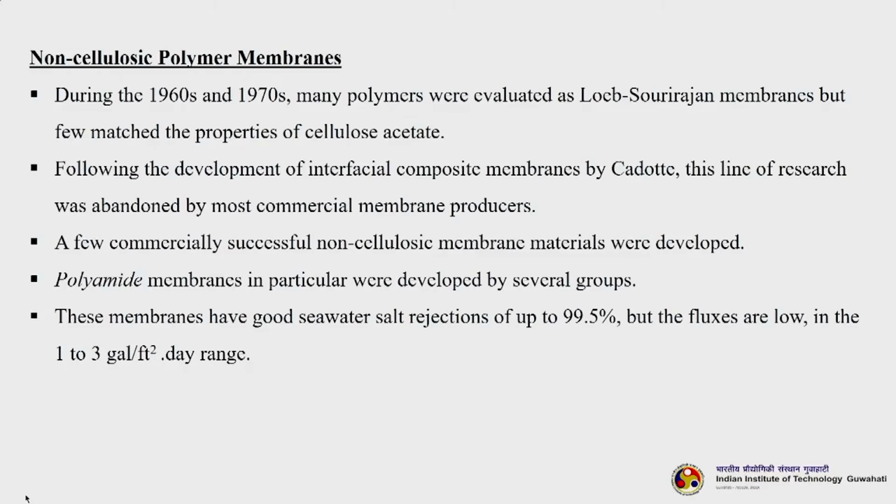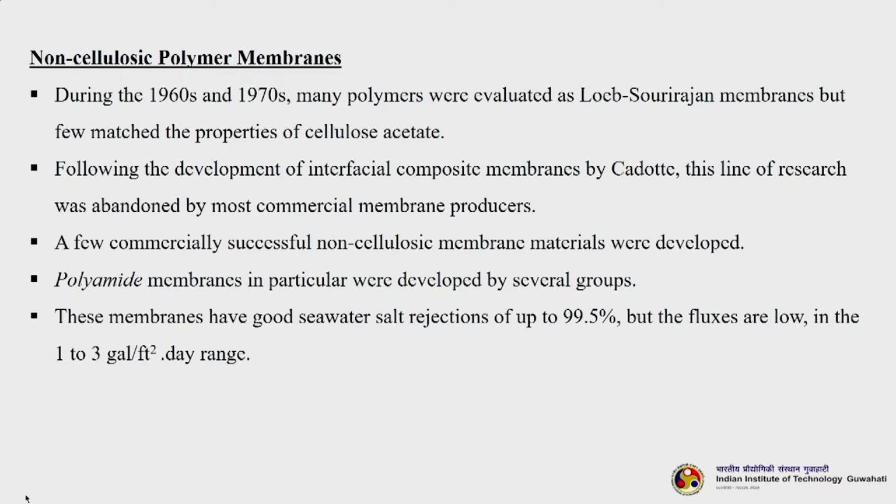So, let us understand and discuss a little about the non-cellulosic polymeric membranes. During the 1960s and 70s, many polymers were evaluated as Loeb and Sourirajan membranes, but few matched the properties of cellulose acetate. Following the development of the interfacial composite membrane by Cadotte, this line of research was abandoned by most commercial membrane producers, because everybody shifted to the interfacial composite membranes because of the better properties. Nevertheless, a few commercially successful non-cellulosic membrane materials were developed.